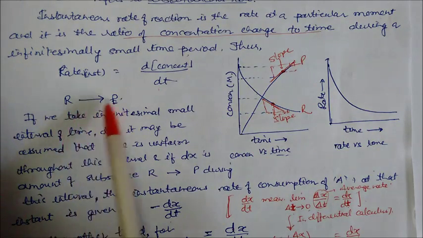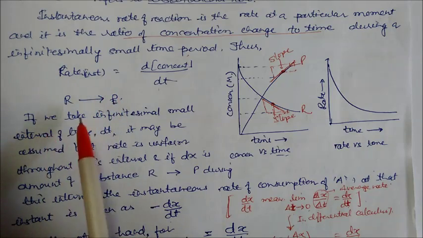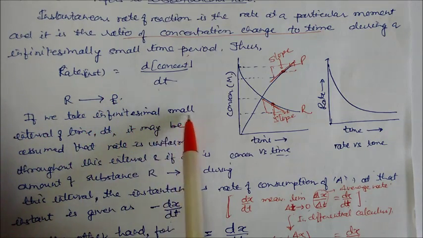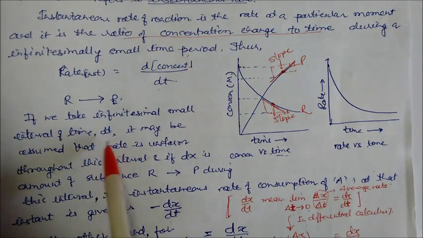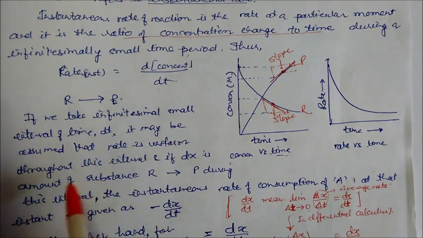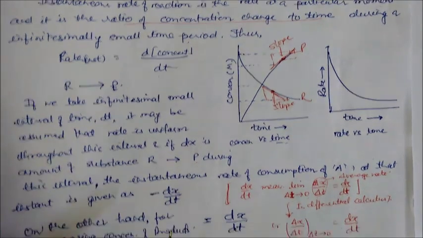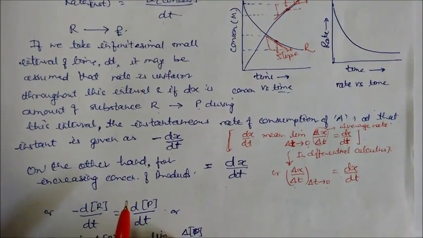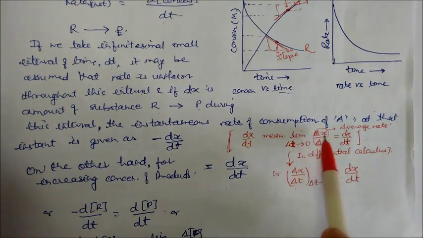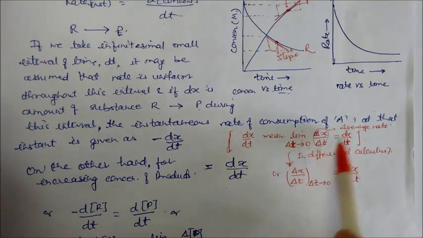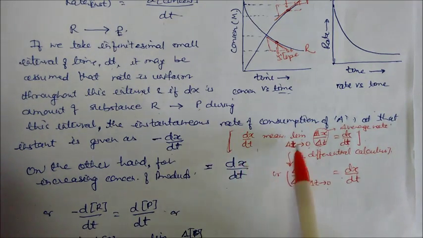If you take, for this reaction where reactant is converting to products, an infinitesimally small interval of time, that is dt, it may be assumed that the rate is uniform throughout this interval. You have to assume this. If dx is the amount of substance, that is A, converted into product during this time interval, the instantaneous rate of consumption of A at that instant is given as dx by dt. So dx by dt is the limit of delta x by delta t, where delta x by delta t is nothing but the average rate from a mathematical point of view, and delta t tends to 0.